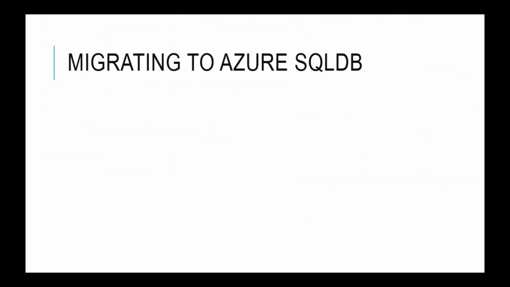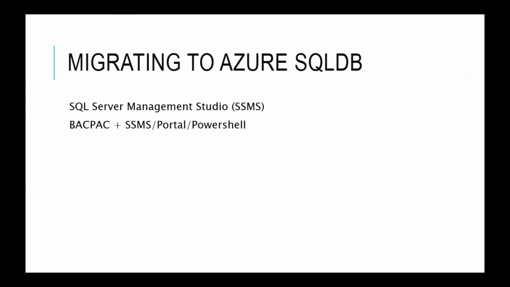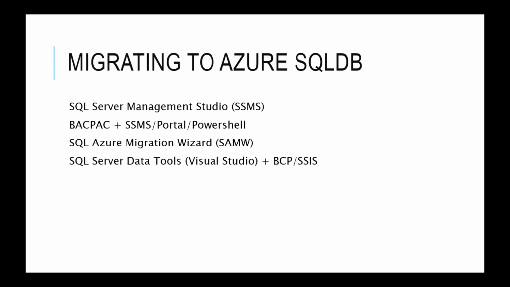So what about the migration? How do you migrate to Azure SQL DB? You can use Management Studio to extract the BACPAC and to migrate your database. You can extract the BACPAC with the portal, with PowerShell, and put it into a new database on Azure SQL Server. You can use the SAMW, this is a migration wizard, or you can use the data.